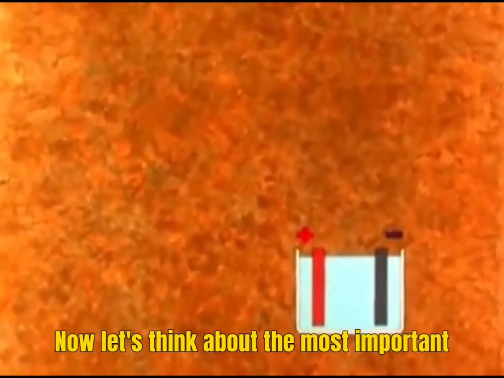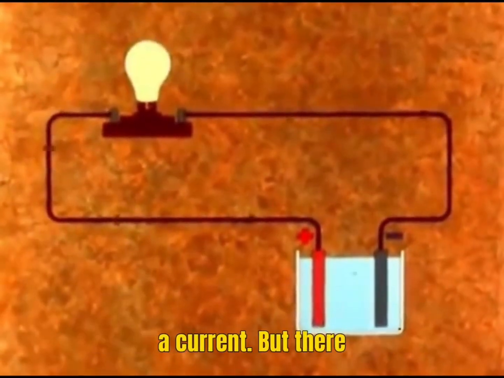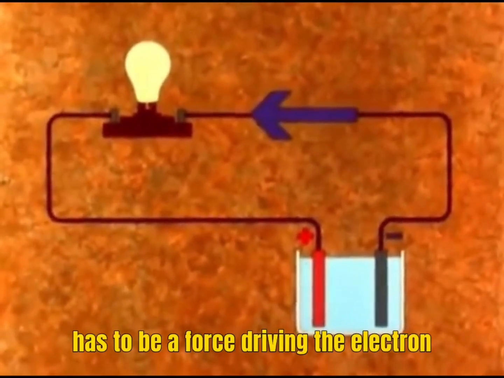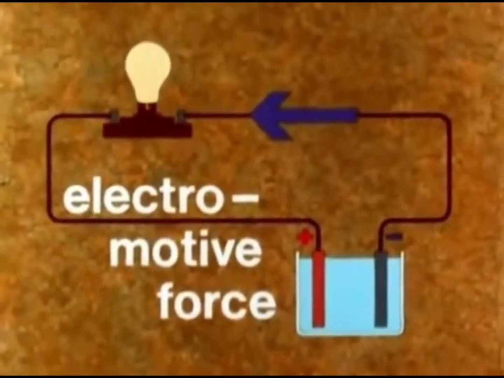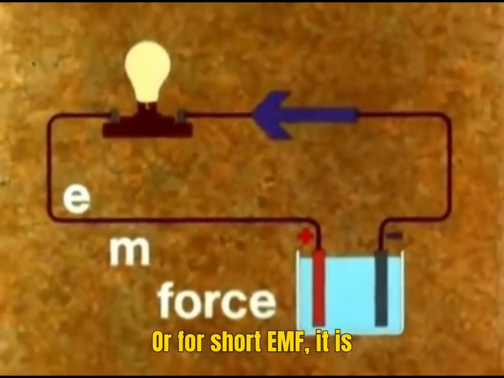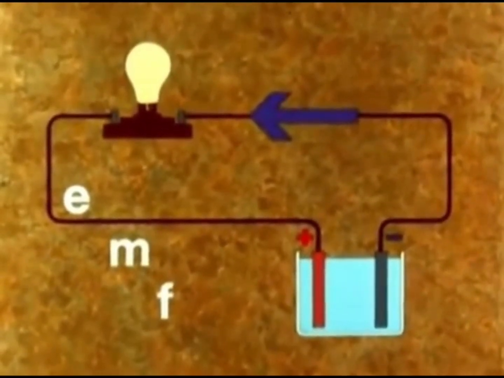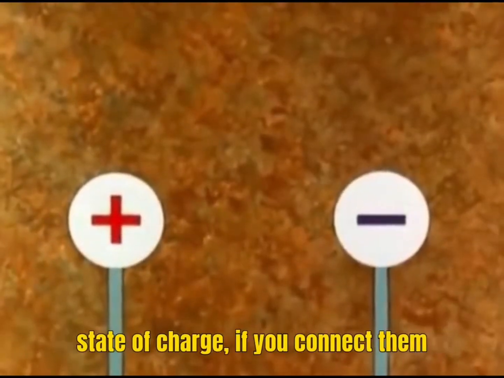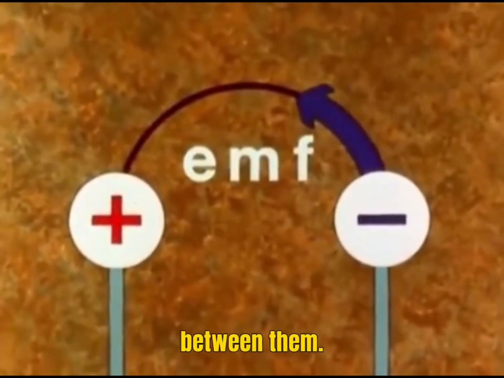Now let's think about a most important idea to do with electric current. When we connect the terminals of a cell to an external circuit, electrons flow as a current. But there has to be a force driving the electron current around the circuit, and it is called the electromotive force, or for short, EMF. It is measured in units called volts. Whenever you find two bodies at a different state of charge, if you connect them, there will be an EMF driving a current between them.